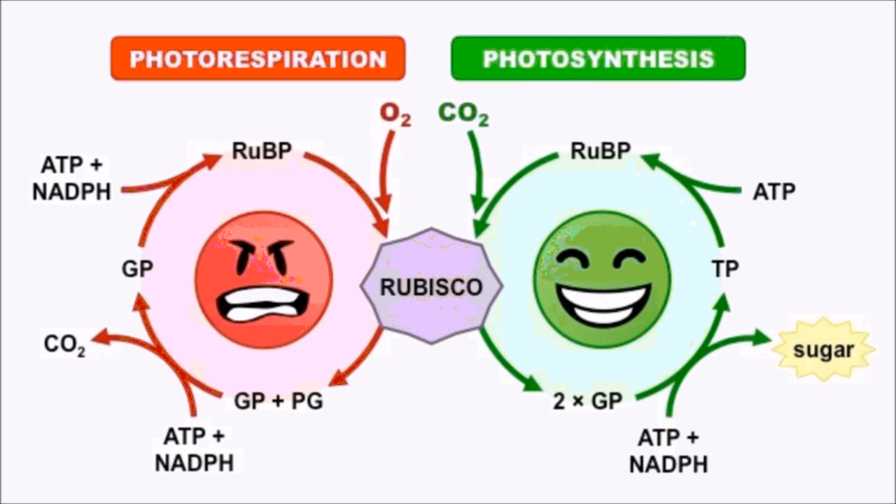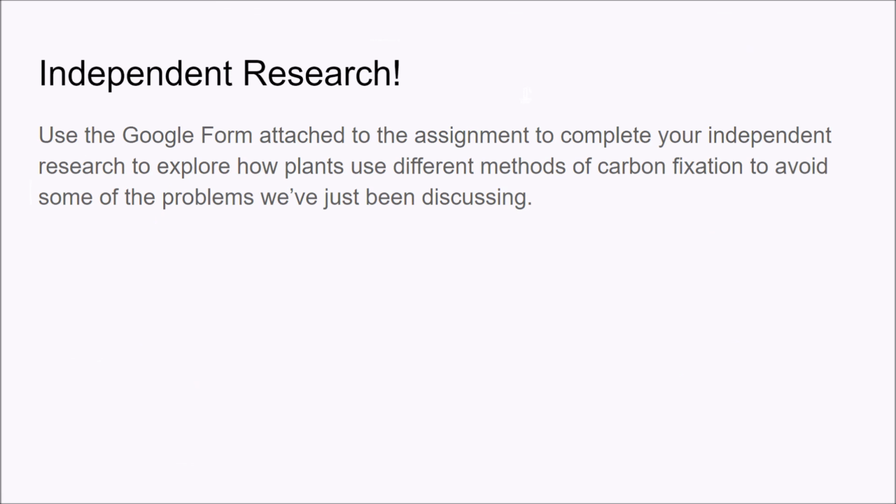Okay, so now you guys are going to do a little bit of independent research to see how plants overcome some of the issues that we've just talked about. How did they overcome the whole thing about not being able to open their stomata to take in CO2 for fear of losing water on hot, dry days? What do they do if they're desert plants? All that good stuff is going to be found on that Google document. And that is the end of this lesson.